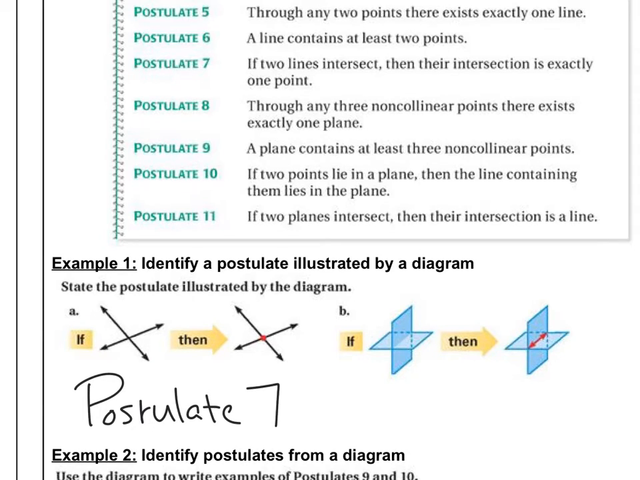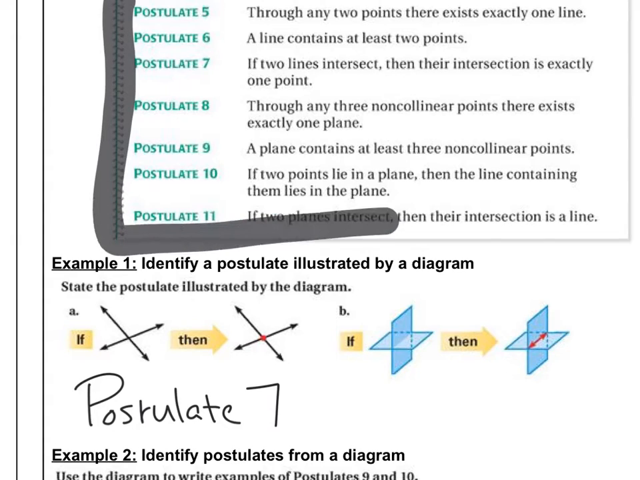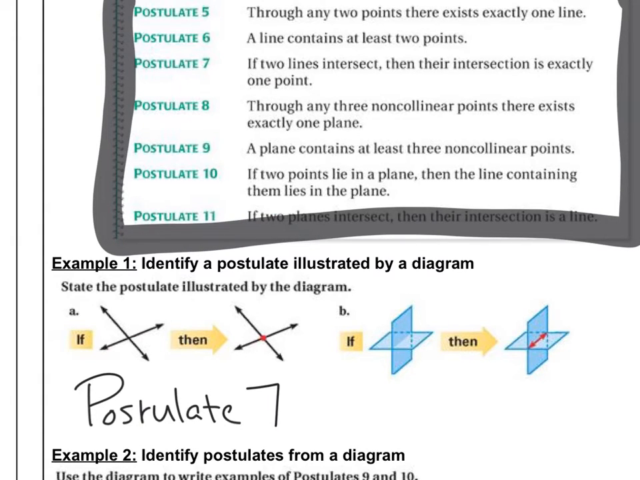Please highlight, please circle, anything you want to do. Draw attention to this particular set of postulates, because we will be using these. You will need them today, you'll need them tomorrow, you'll need them the rest of this chapter.